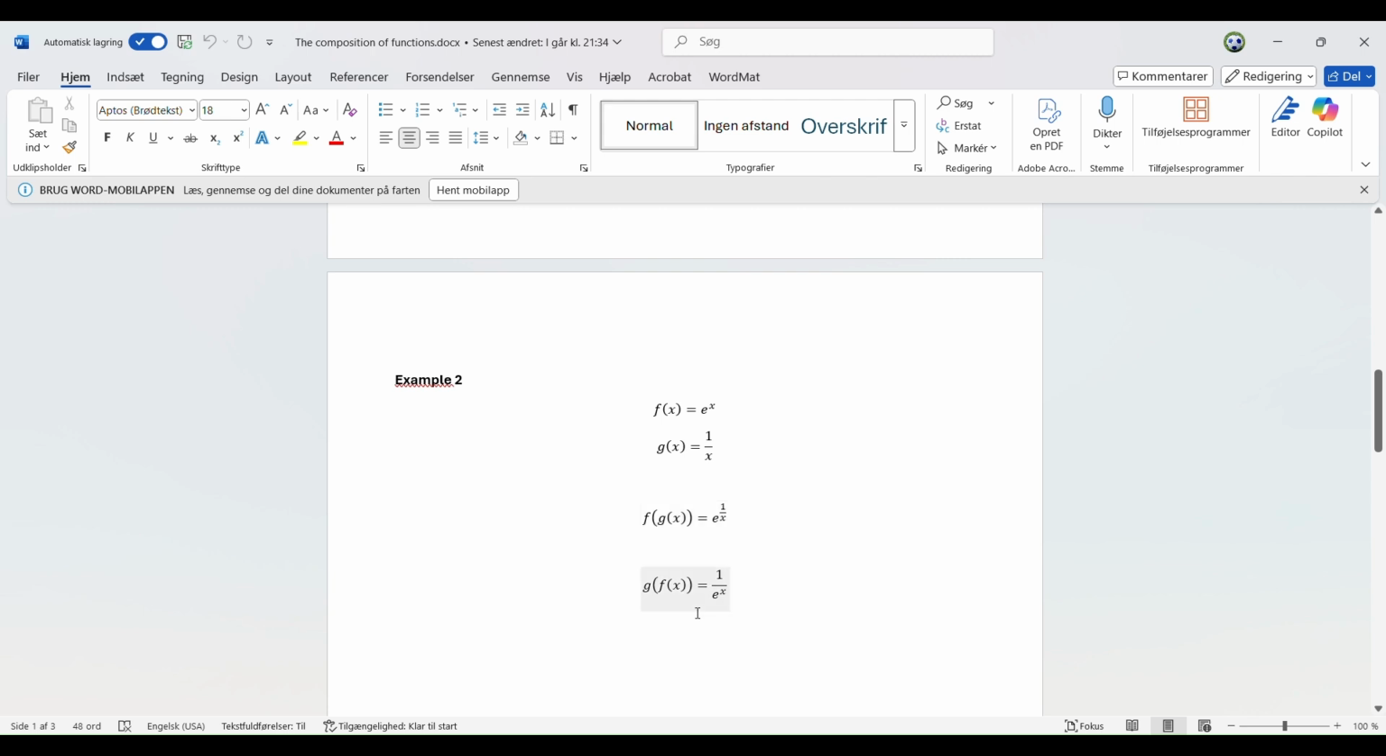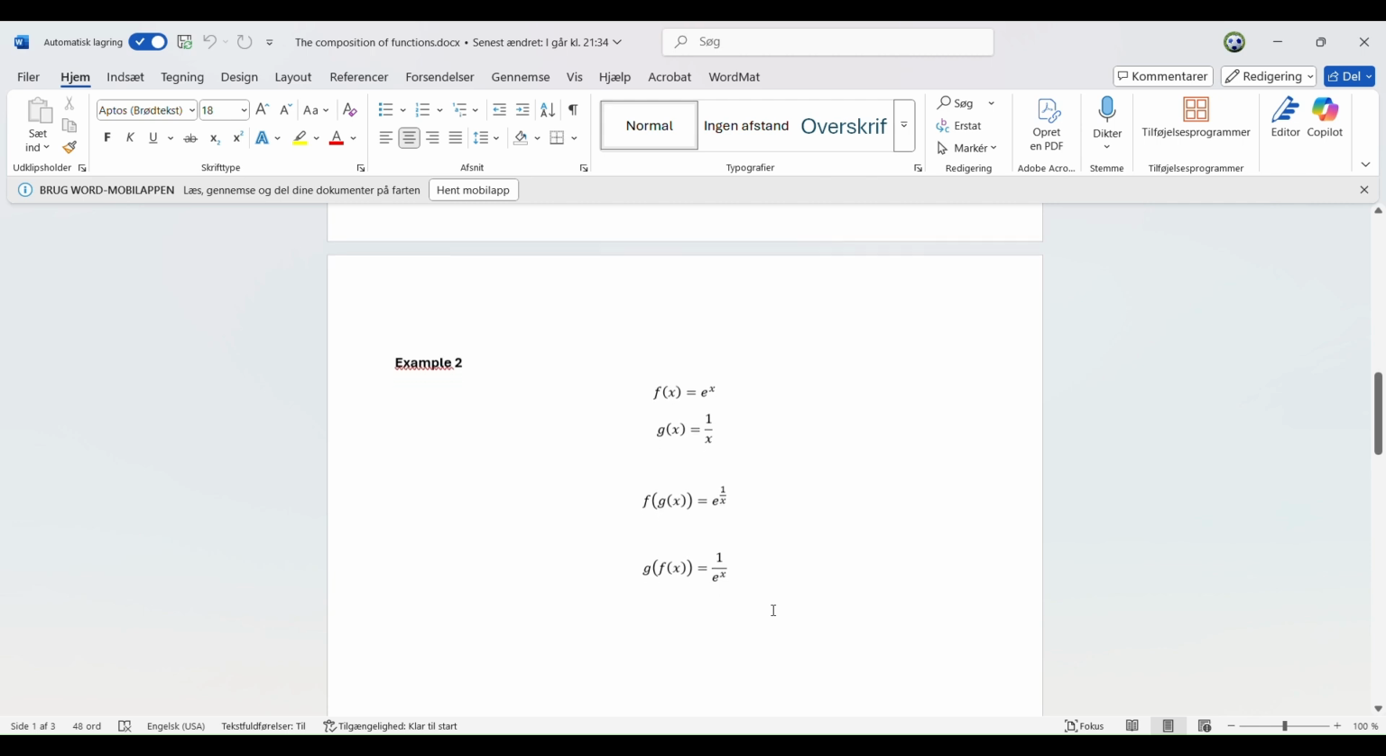The other way around is g of f of x. So this time f of x is the inner function. So we have to take f of x and put it onto x's place down in the outer function. So we remove x down here, and we put this onto x's place. So this composition down here becomes 1 divided by e raised to the power of x. That was our second example.